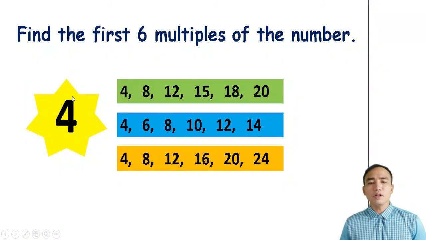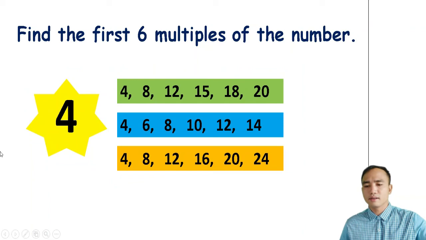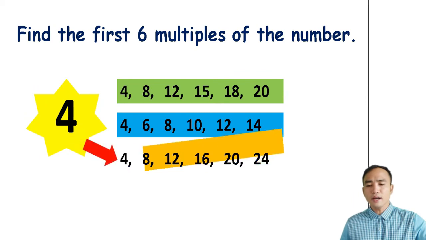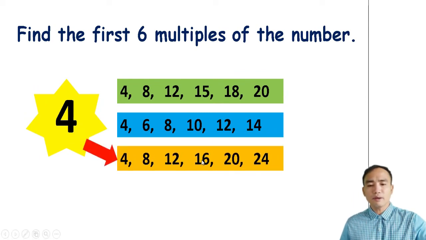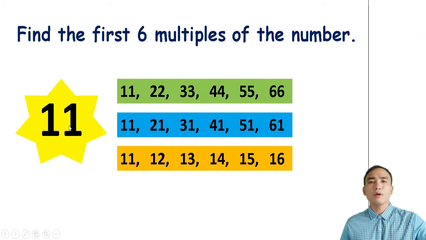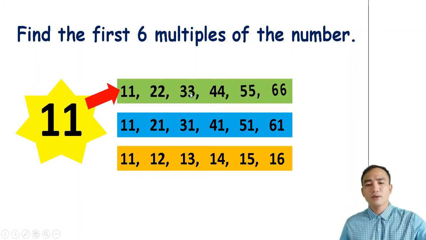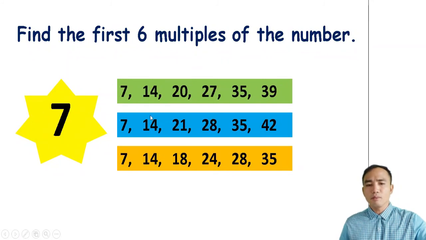Let us find the first 6 multiples of the number 4. So the multiples of 4 are 4, 8, 12, 16, 20, 24. Multiples of 11, first 6 multiples of 11. We have 11, 22, 33, 44, 55, and 66. Multiples of 7 are 7, 14, 21, 28, 35, and 42. And that is all about this video.